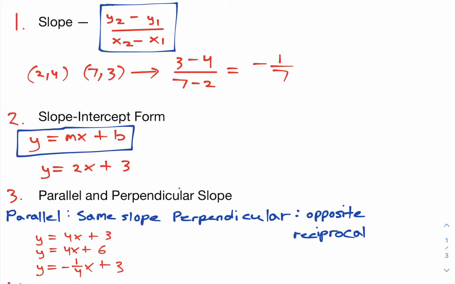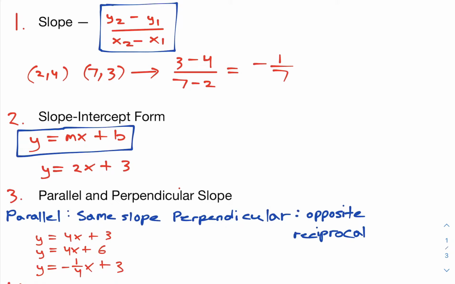So what we'll do is we'll use x1 equal to 2 and x2 equal to 7 and set y1 equal to 4 and y2 equal to 3. And if we plug this in, we then get 3 minus 4 over 7 minus 2, which is equal to negative 1 over 7, which means that the slope of the line is negative, or in other words, it's going down to the right and moving up to the left.